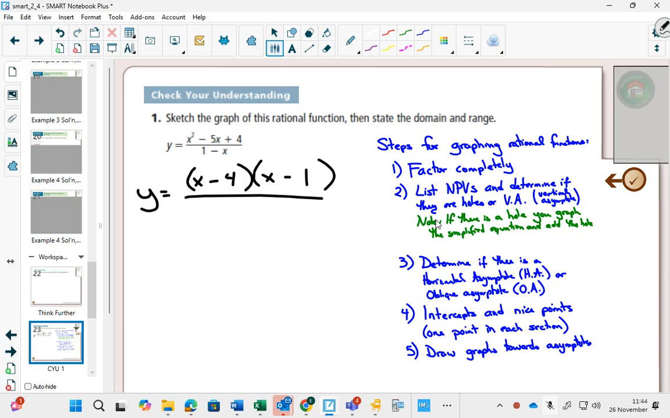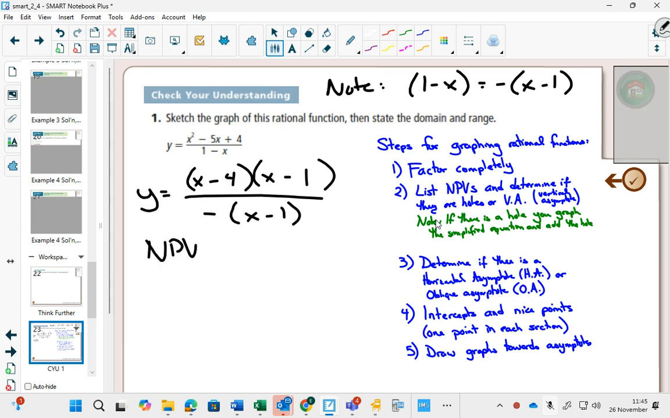But I might put a note up at the top here, just something to remember, that if you have x minus 1 and 1 minus x, do you remember that you could always factor out a negative? And that sure might be helpful in this example. Because my non-permissible value is going to be, whether you change the bottom or not, I hope you can see that x can't equal 1. That was what would cause you to divide by 0.